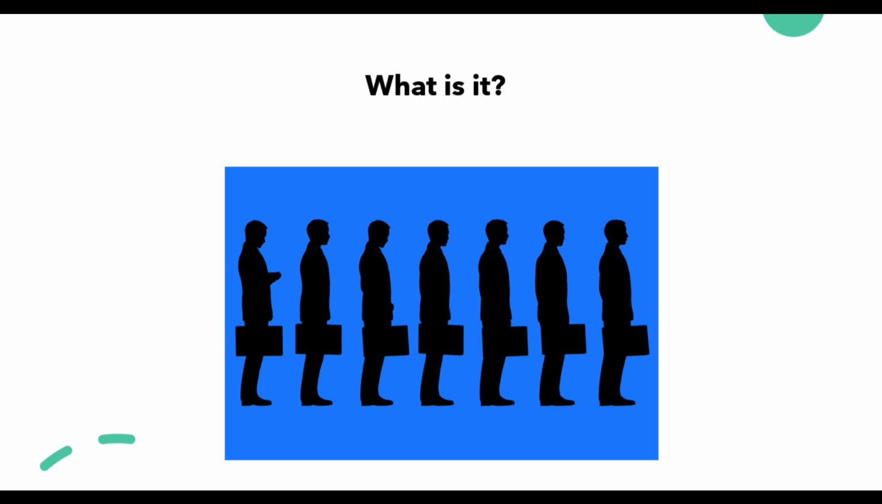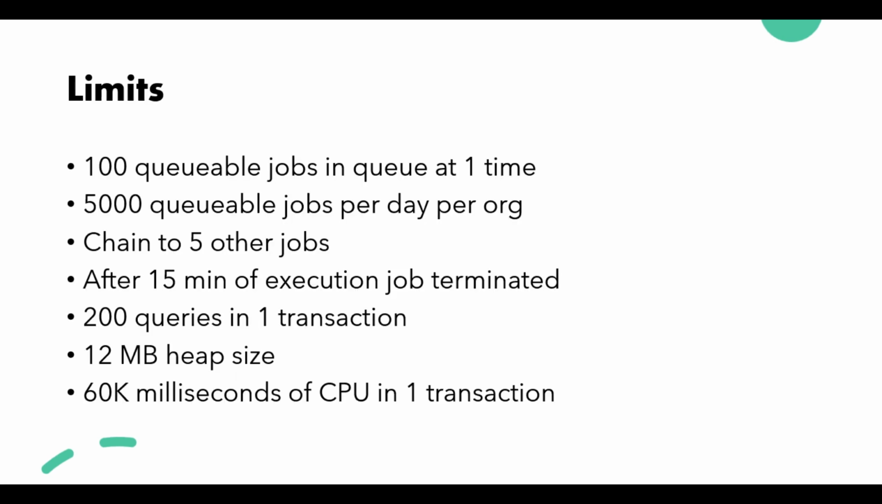So what are queueable classes? A queueable class is used for asynchronous or long-running processes by placing them into a queue for execution. The benefit of asynchronous code is that it doesn't block or delay other processes in the system and allows higher governance limits compared to synchronous functionality.